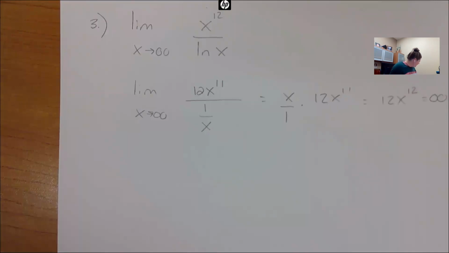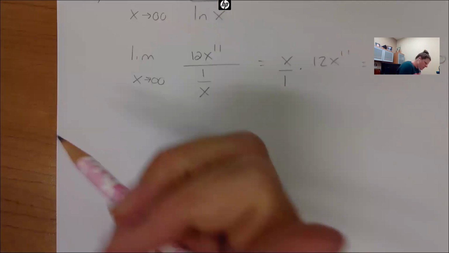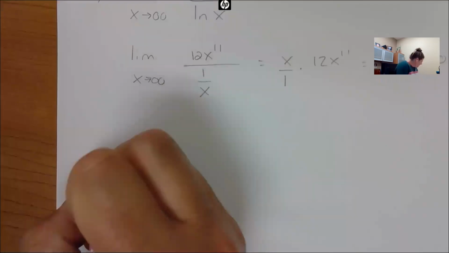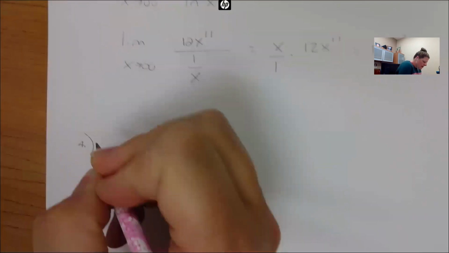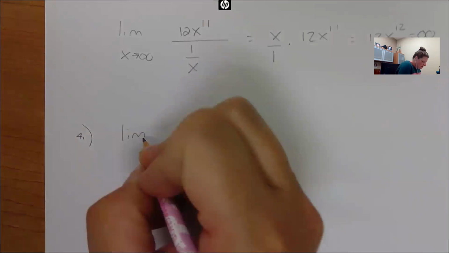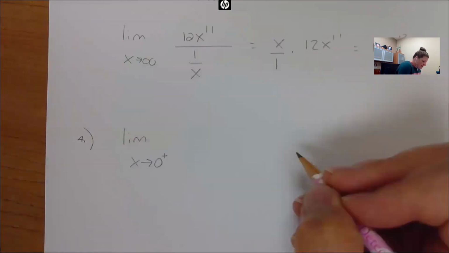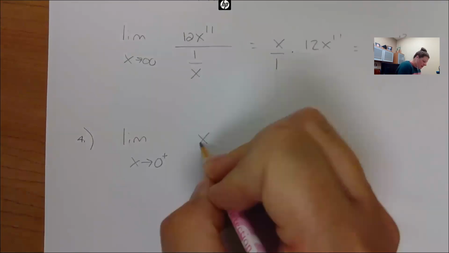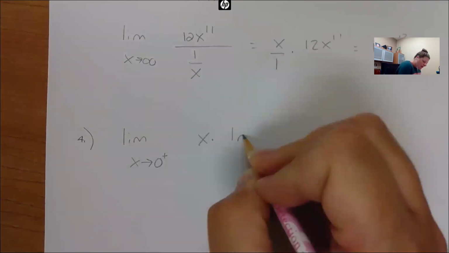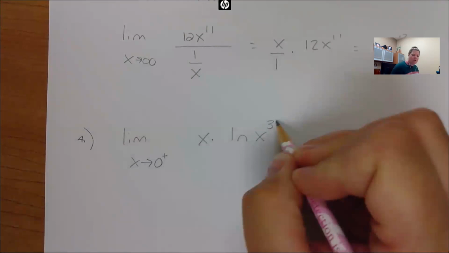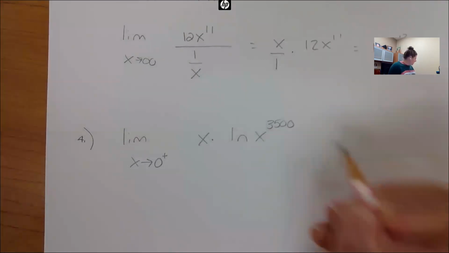Okay. Let's do one more kind of harder one. And then I think I'll call it quits. Okay, so the limit as x approaches 0 from the positive side of x times natural log of x to the power of 3,500. I think this is straight out of your homework.